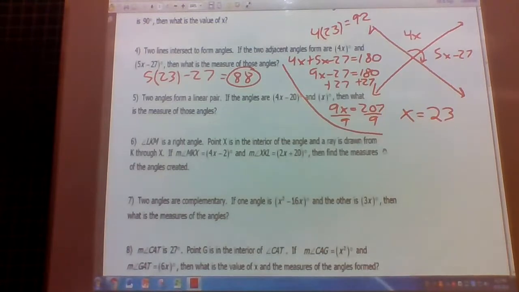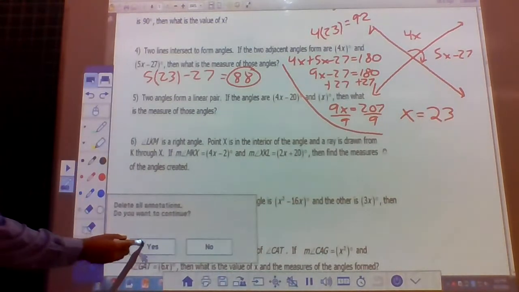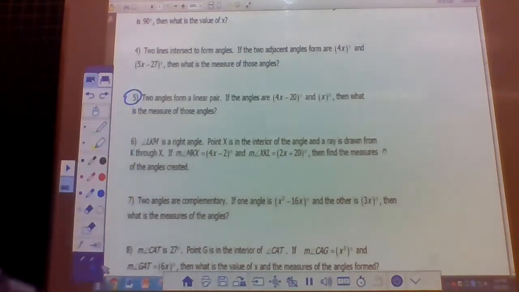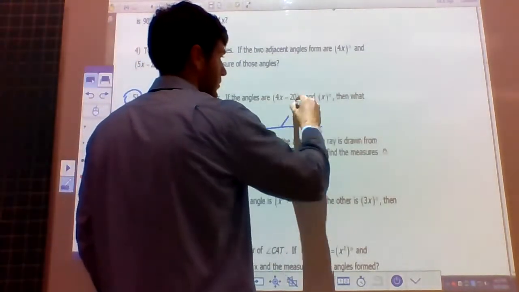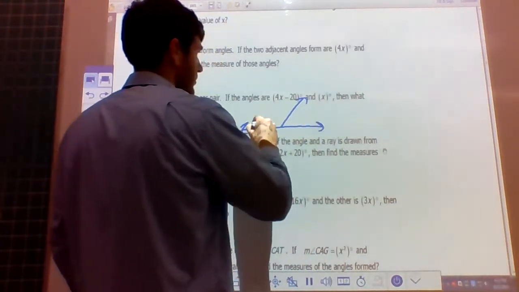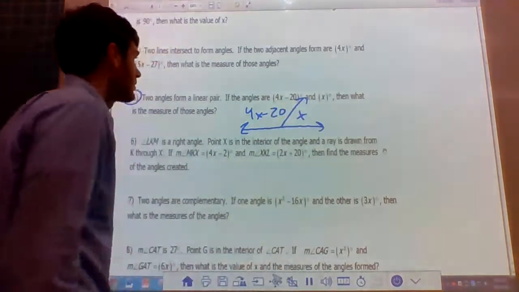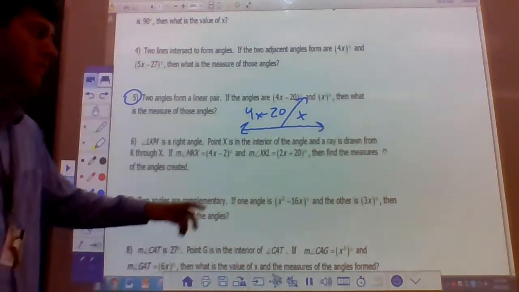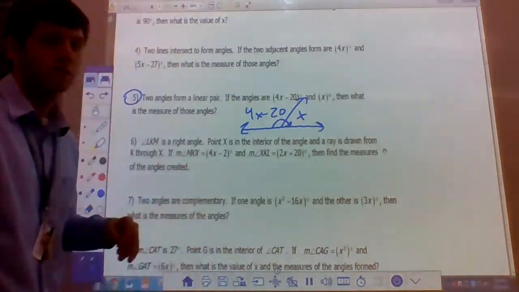Okay. So let's look at number 5 now. Two angles form a linear pair. So x and 4x minus 20. So linear pairs are supplementary and adjacent. So since they're supplementary, they add up to 180.